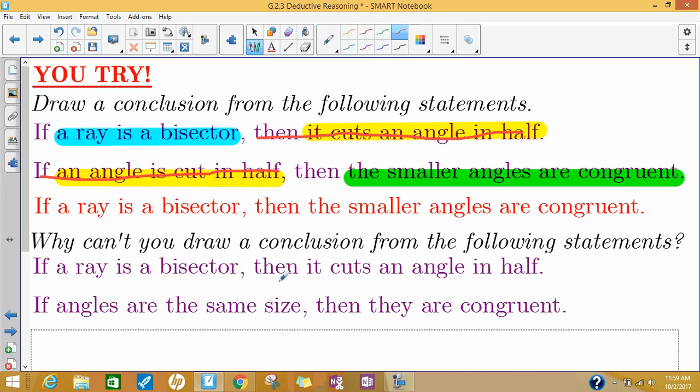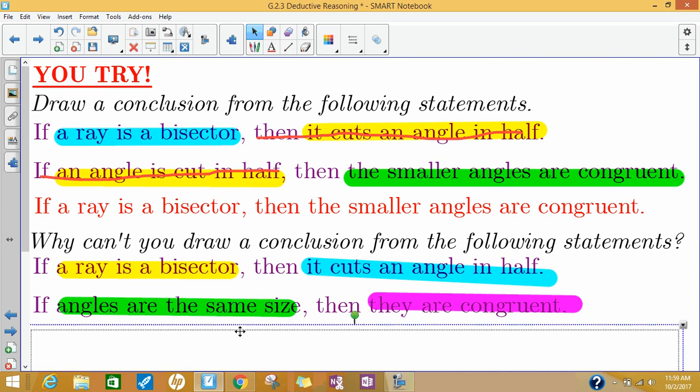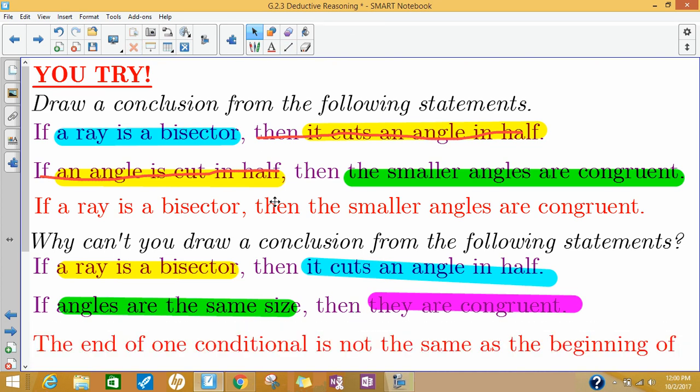Down the bottom, I told you it shouldn't work, so we have to figure out why not. The second statement starts with if angles are the same size. Angles being the same size were not part of the first statement at all. And then being congruent is also new. So these are four different things here. So none of it lines up to where the end is the same as the beginning, so we can't draw any conclusions.